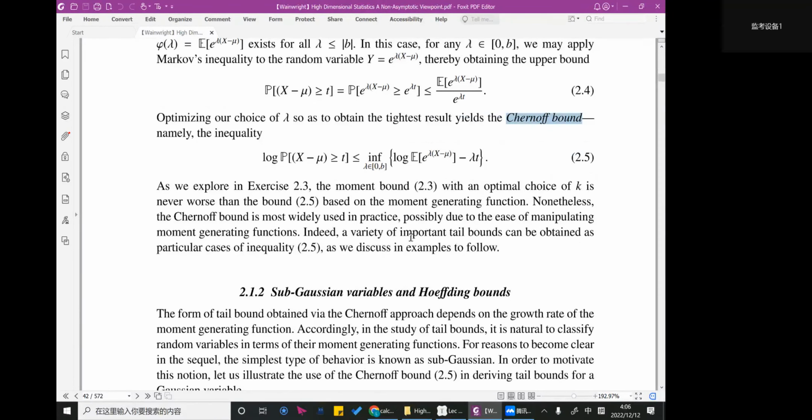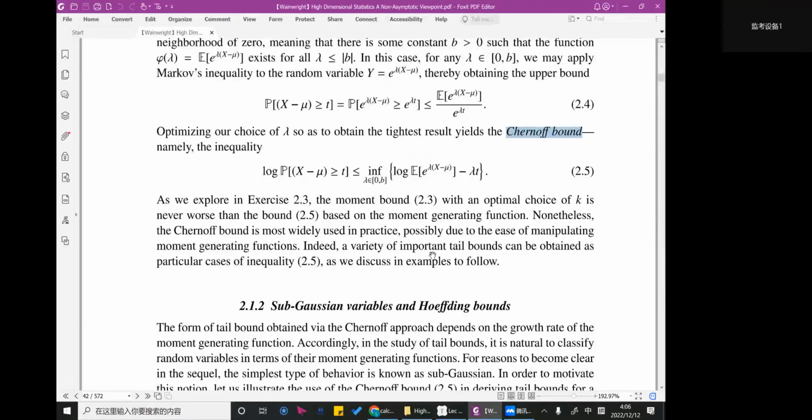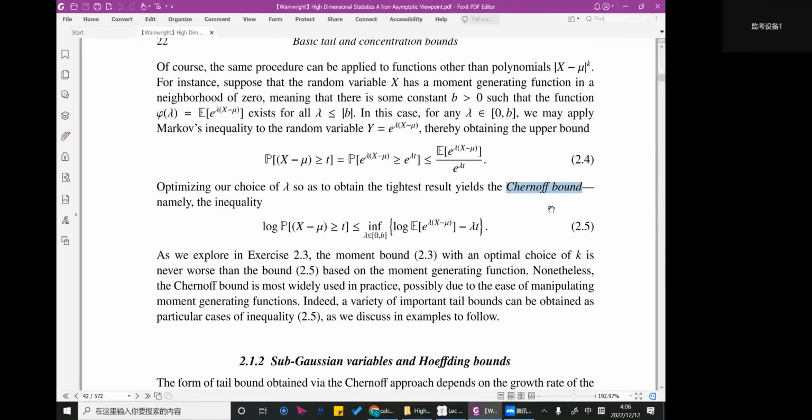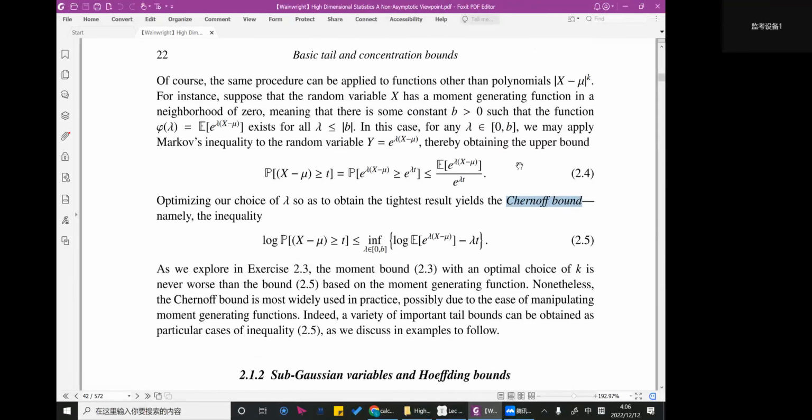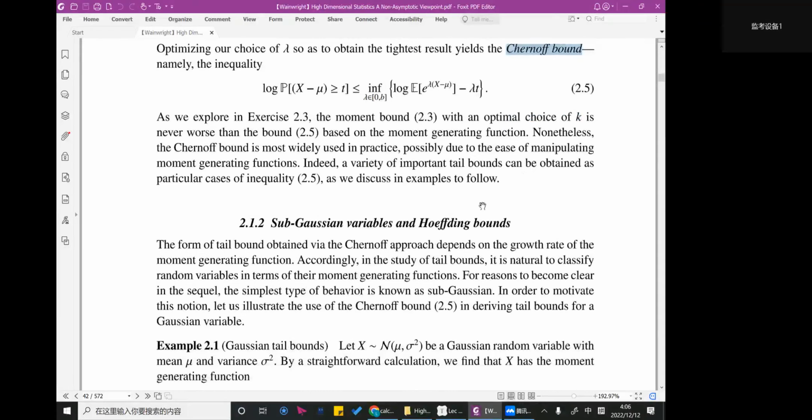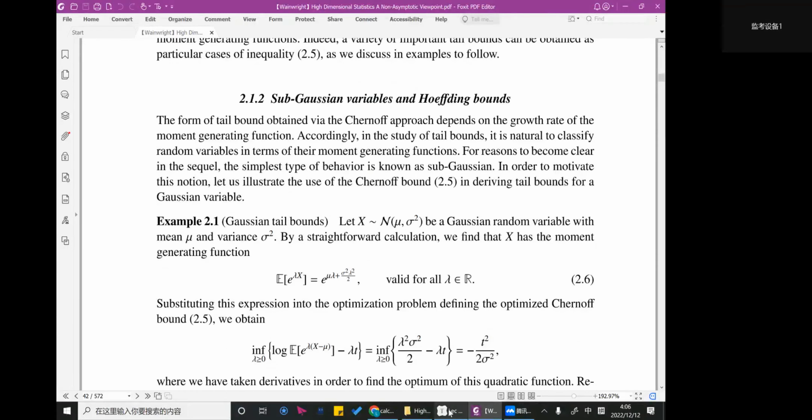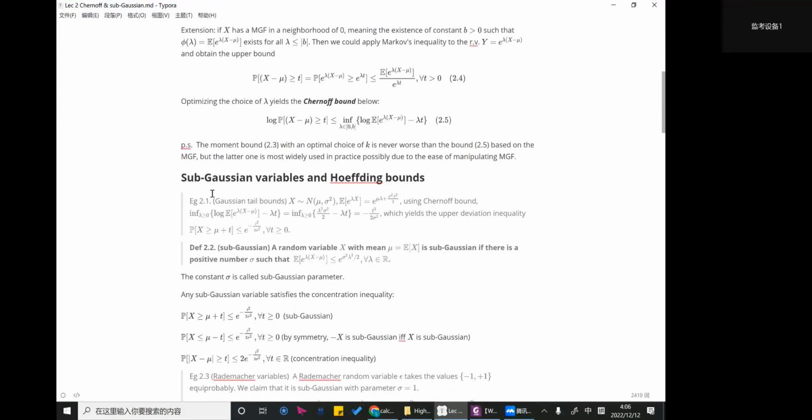And indeed, a variety of important tail bounds can be obtained as particular cases of this Chernoff bound. So anyway, in practice, we always choose the Chernoff bound, which is easier to manipulate than those polynomial bounds. And let's come to the next part about sub-Gaussian variables and Hoeffding bounds.